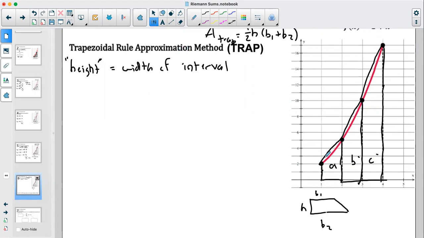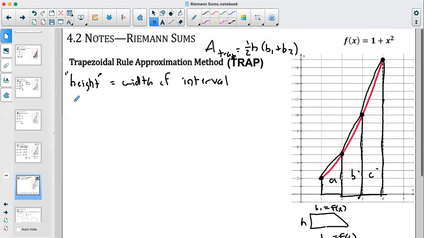And so that's why it's a little confusing to think about it in terms of height. The height is the width of the interval. The bases are like the f of x values. But for this one, we can read them off the graph. Don't have to worry about plugging them in because we're just talking about the endpoints are all whole numbers. So let's find some areas.